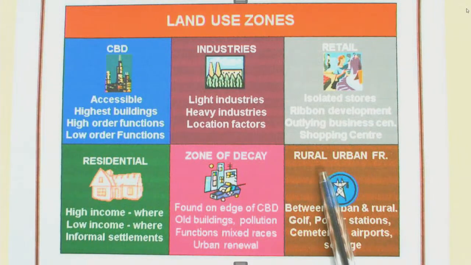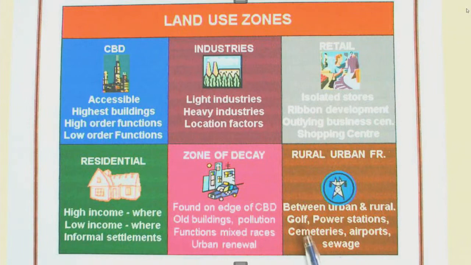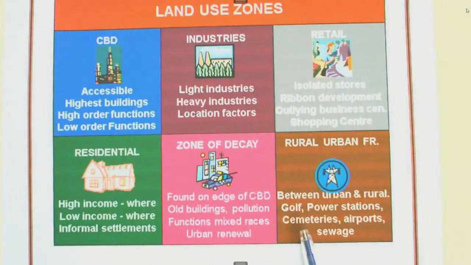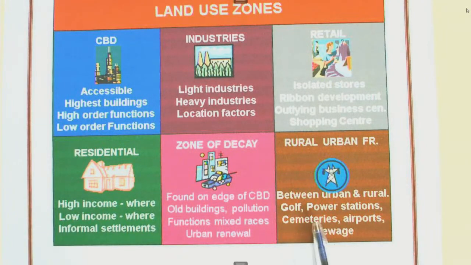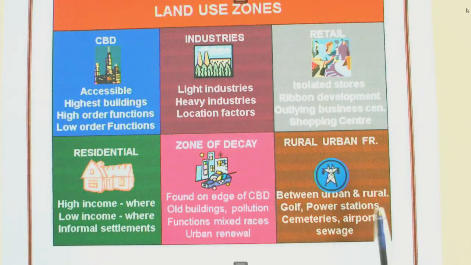Right, we have the rural urban fringe, between rural areas and urban areas. This is where you are going to get things such as golf courses, which need a lot of space to play, the power station because of pollution, cemeteries, airports because of noise, and sewage because of bad odor. Right, I think the following will help us with paper 1 and paper 2.